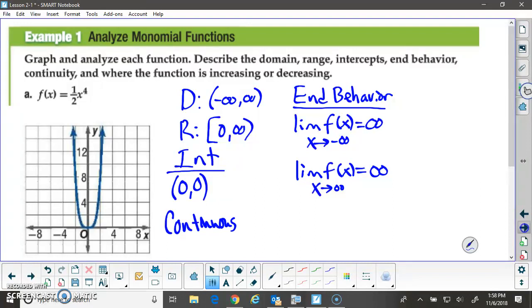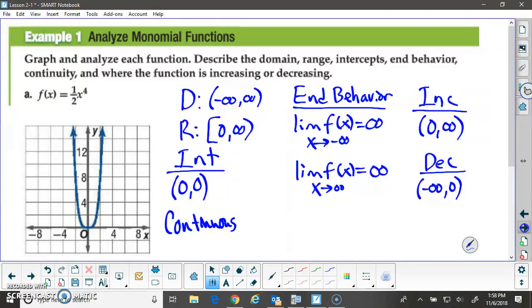And this function is increasing from 0 to infinity. That's the right half of this graph. This graph is decreasing from negative infinity to 0. That's the left half of this graph. And so that's analyzing this function.